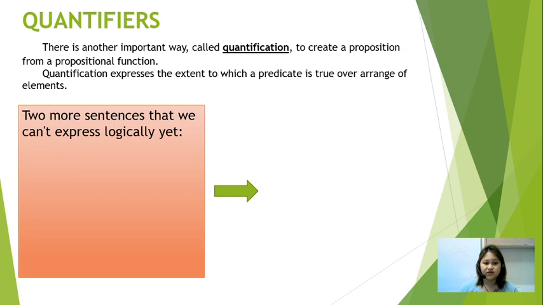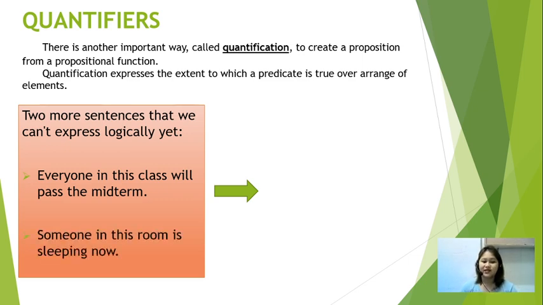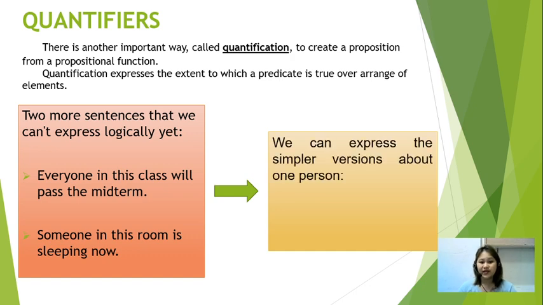So you have here two more sentences that we can't express logically yet, but if we apply a quantifier, then it will be a proposition, or we can express it logically. Okay, so the first one is everyone in this class will pass the midterm. And then the second one, someone in this room is sleeping now. Okay, so we can express the simpler versions about one person, wherein you can say x will pass the midterm and y is sleeping now.